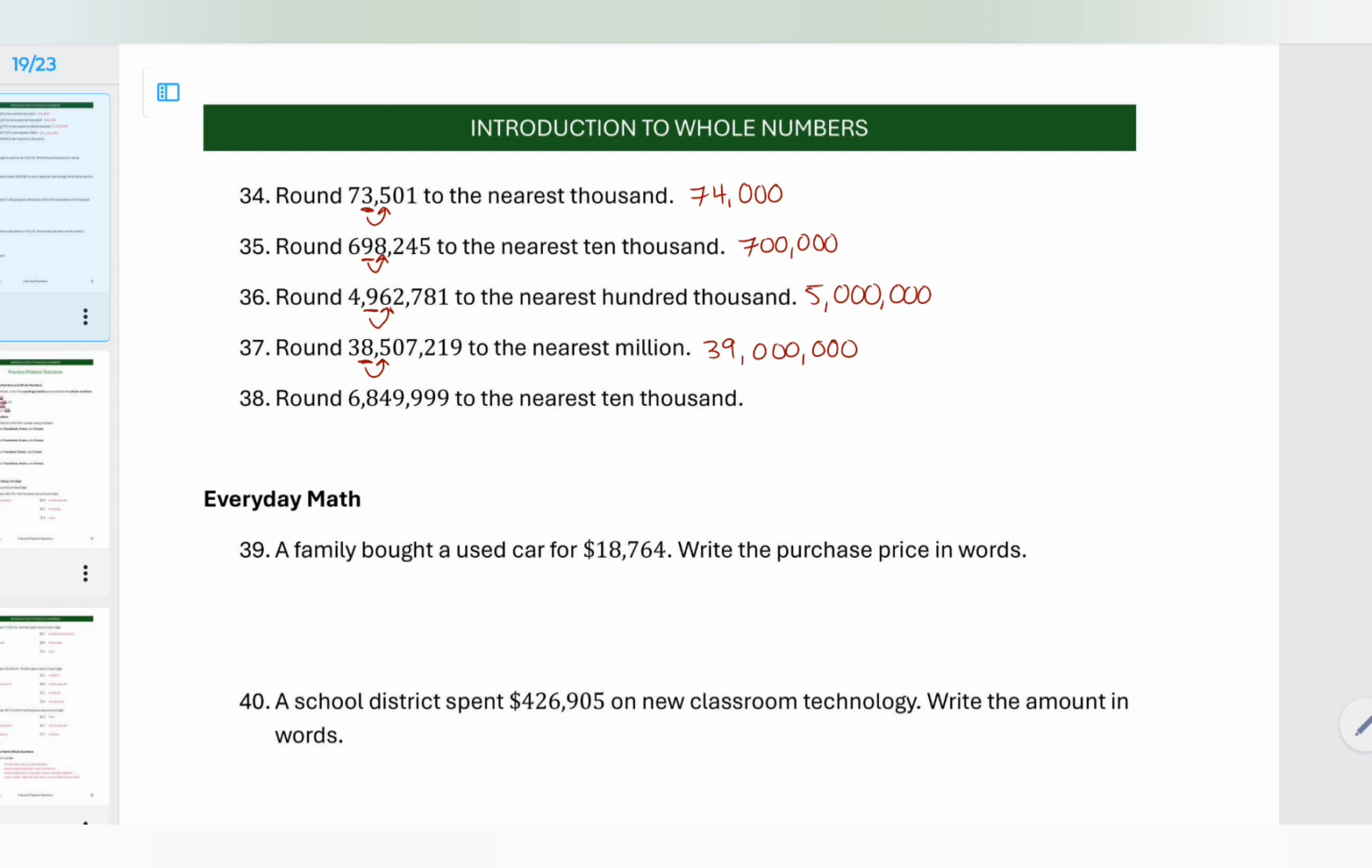Round 6,849,999 to the nearest 10,000. The 4 is in the 10,000s place, and the number to the right of it is a 9, which rounds up. So we copy down our 6 and our 8, our 4 goes up 1, and everything to the right of it becomes zeros for 6,850,000.